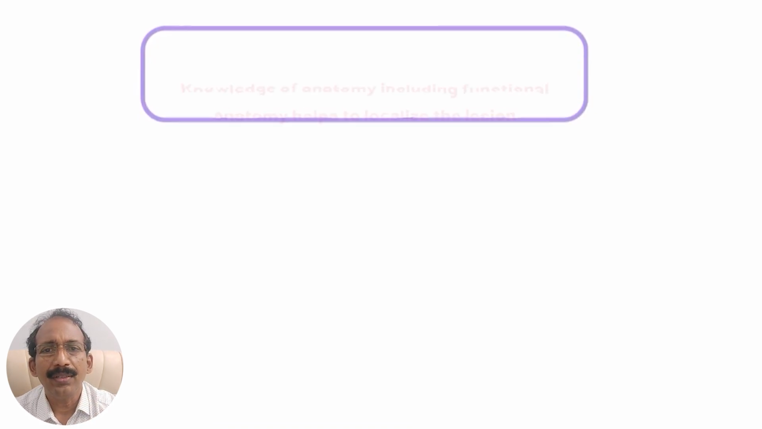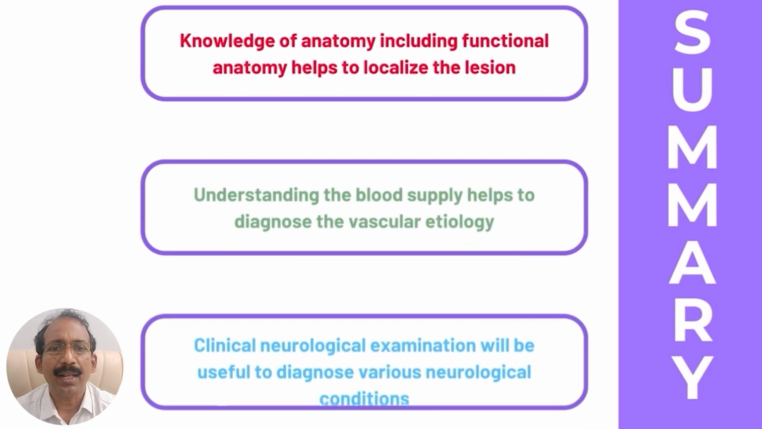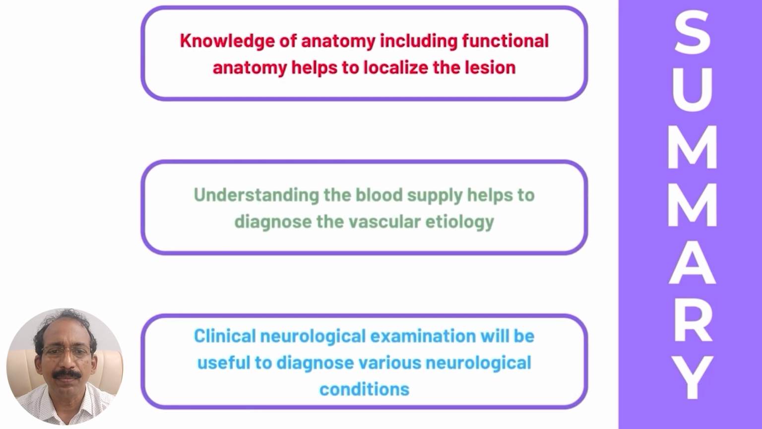To summarize, the knowledge of anatomy, including functional anatomy, helps to localize the lesion. Understanding the blood supply helps to diagnose the vascular etiology, and a thorough, proper clinical examination will help you make the clinical diagnosis effectively.